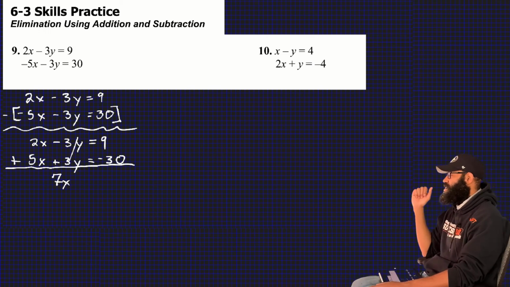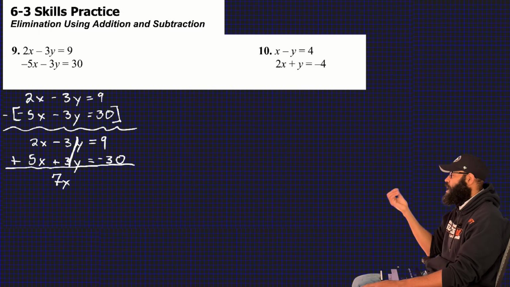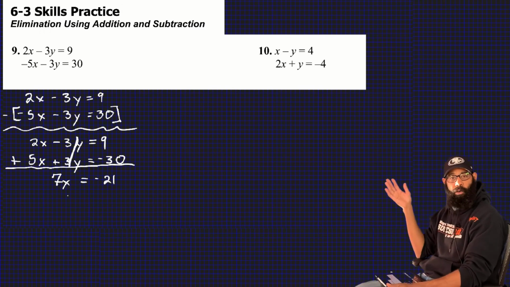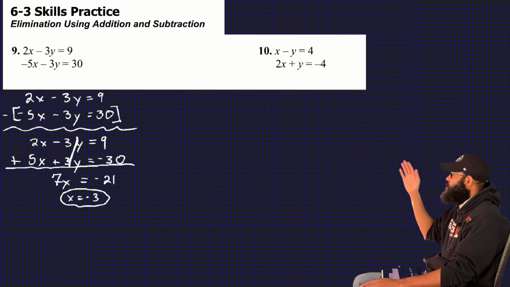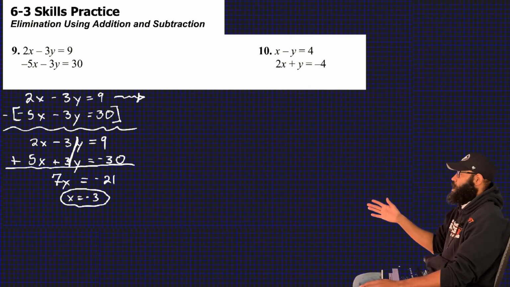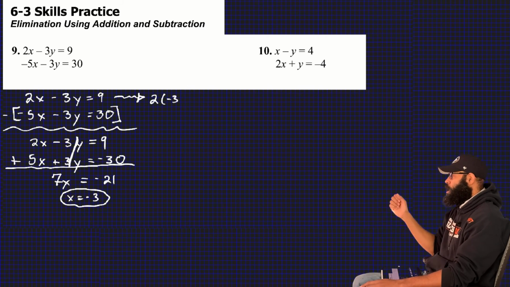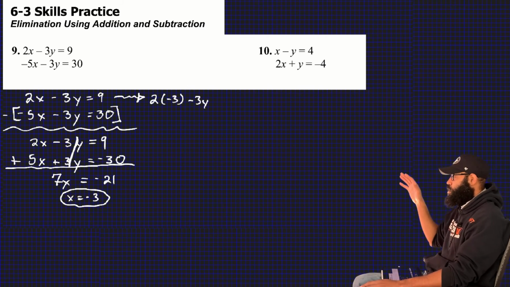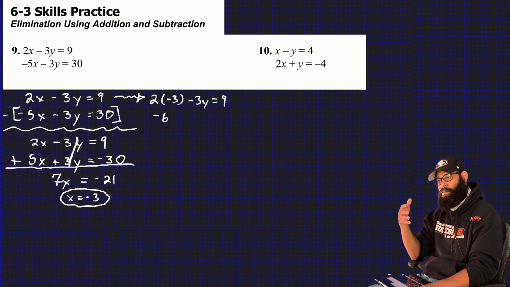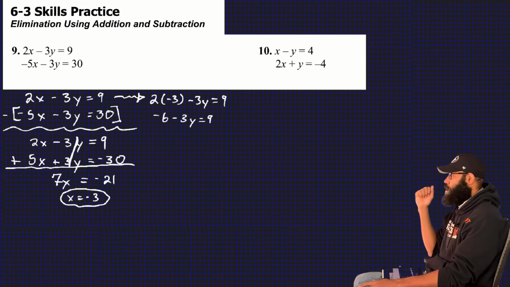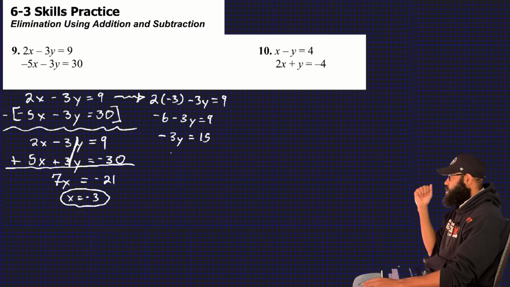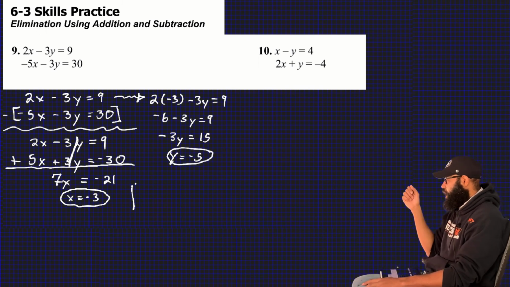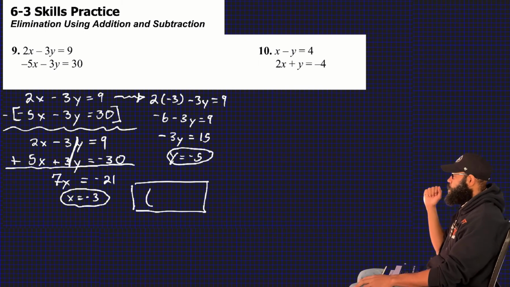And I'm going to end up with just x terms because I set up to eliminate the y's. 2 and 5 give me 7. Of course, 7 times what is negative 21 is going to end up being x equals negative 3. Again, going back to either the first equation or the second equation because I got to find out what y is equal to. 2 times negative 3 now, minus 3y is equal to 9. Negative 6 minus 3y equals 9. When you add 6 to both sides, negative 3y is equal to 15. y is equal to negative 5.